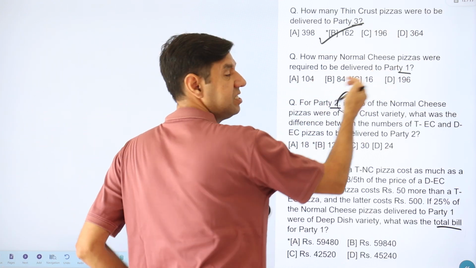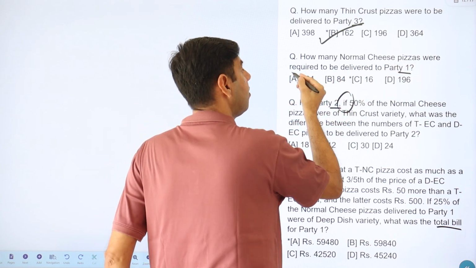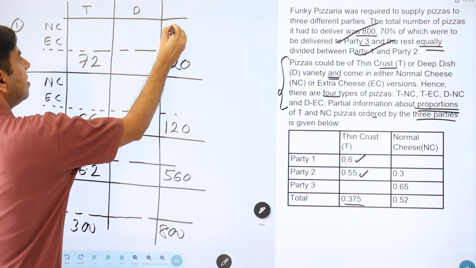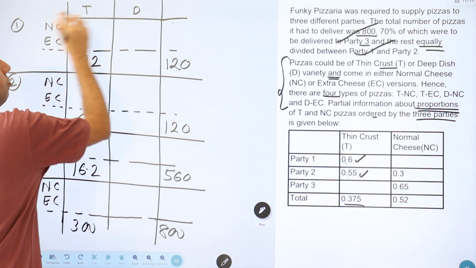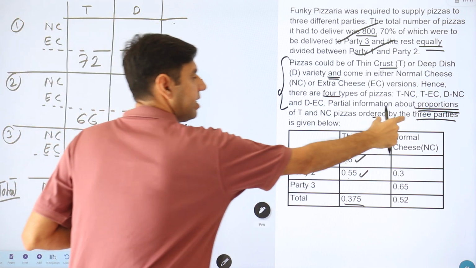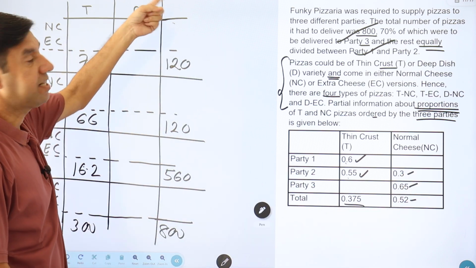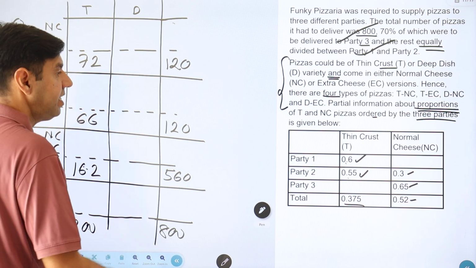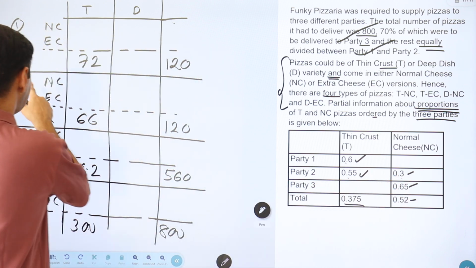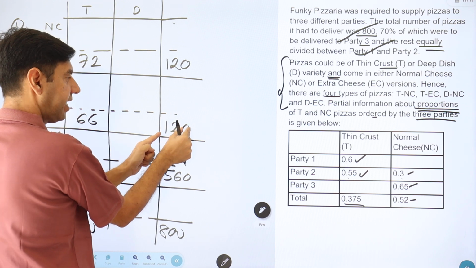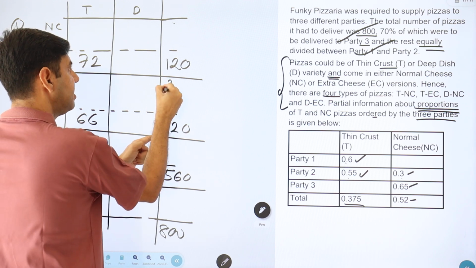How many normal cheese, the other column, NC, were required to be delivered to party 1? So NC, so this number here for party 1. So the same idea here, NC we know for 2, 3 and total, use that and find the difference and use this. So that's it, right? So let's see, party 2, 0.3 of this. Point taken care with 0, 12 3s are 36.